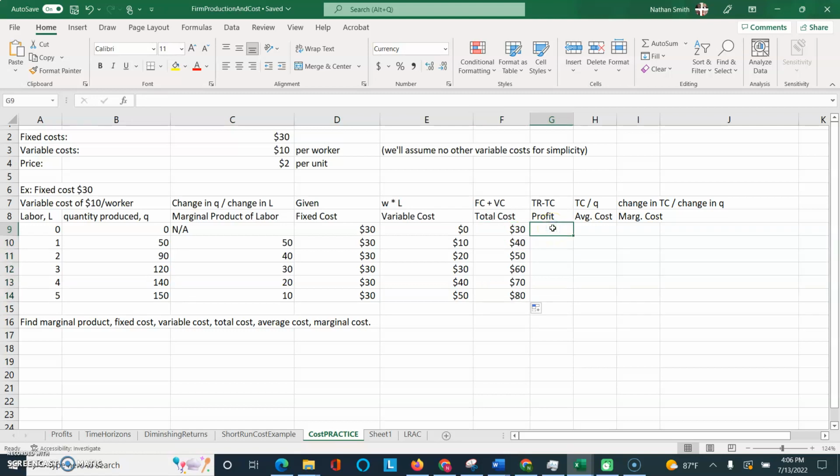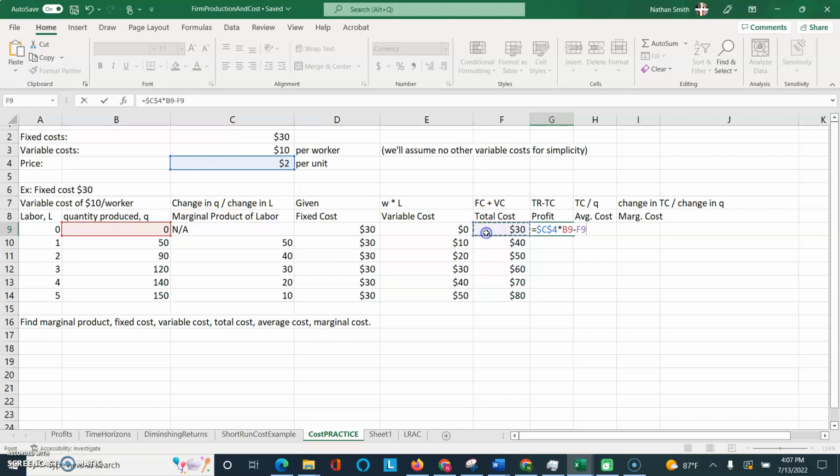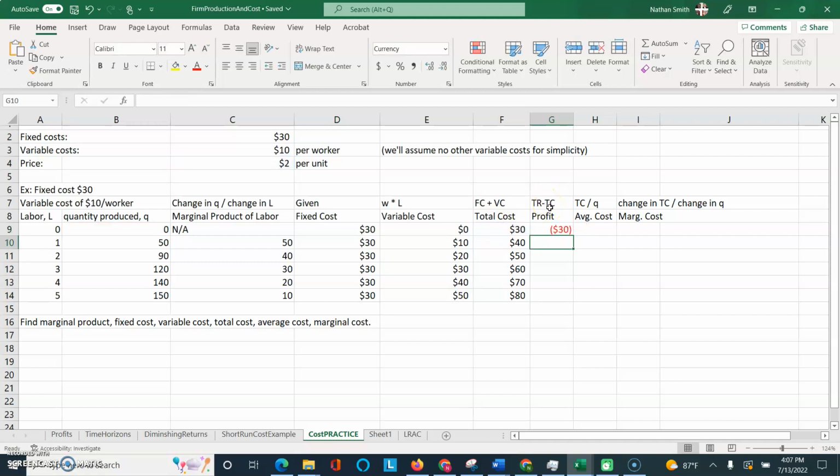Now just for some practice, let's figure out the firm's profit. Total revenue would be price per unit times quantity sold, so that's the left-hand side of the profit equation, that would be revenue. And now simply subtract off the corresponding total cost. So that's literally just total revenue minus total cost.